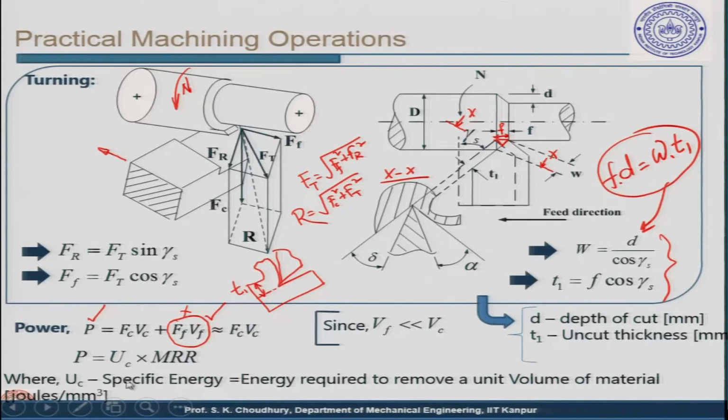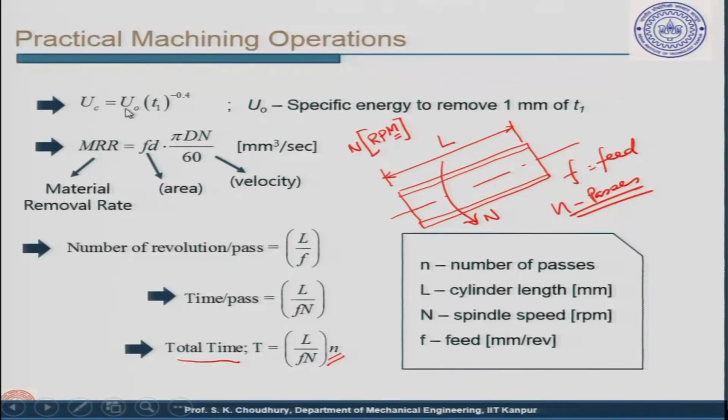Power can also be given as the specific energy into the material removal rate, and the specific energy by definition is the energy that is spent to remove the unit volume of material, in joules per millimeter cube. And Uc, we said, is given as the specific energy constant into T1 to the power minus 0.4. This is an empirical formula. Empirical formula means that this is obtained experimentally. You cannot actually derive this formula because it is obtained experimentally. T1 is the uncut thickness, and the exponent minus 0.4 is obtained experimentally.